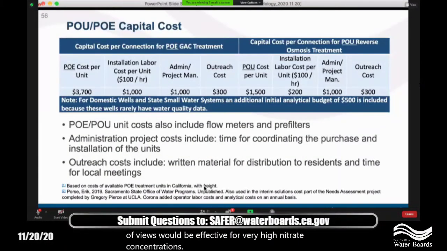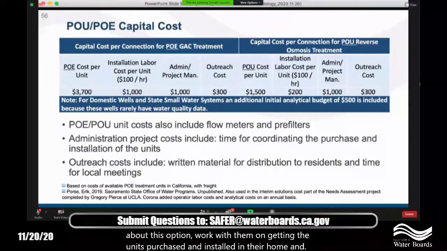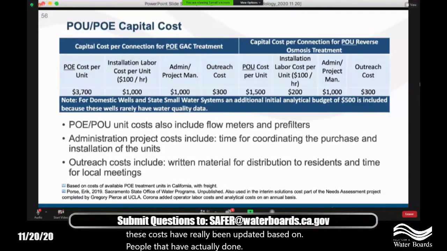And so these capital costs you did see before, but the new additions really here are around admin and project management and outreach costs. So it takes a lot of time and effort to reach out to individual customers in the system, inform them about this option, work with them on getting the units purchased and installed in their home. And so these costs have really been updated based on people that have actually done these types of projects down in the Central Valley.